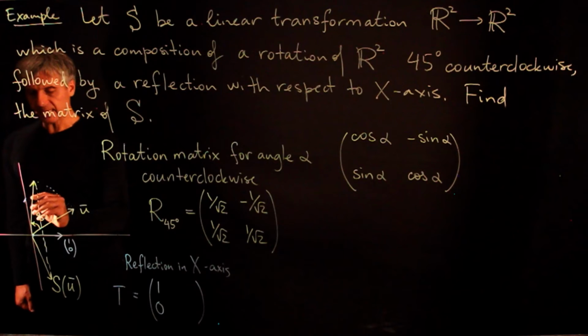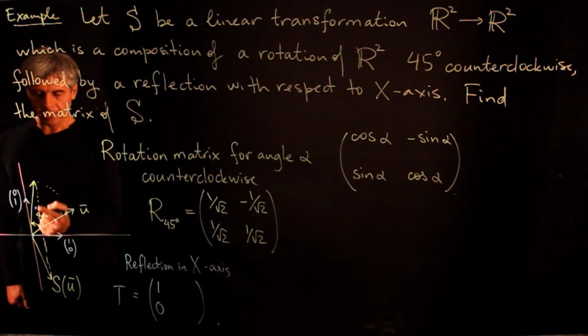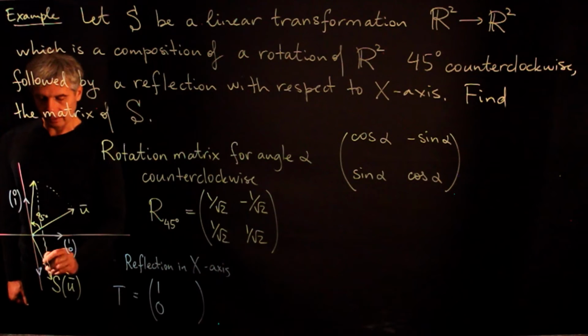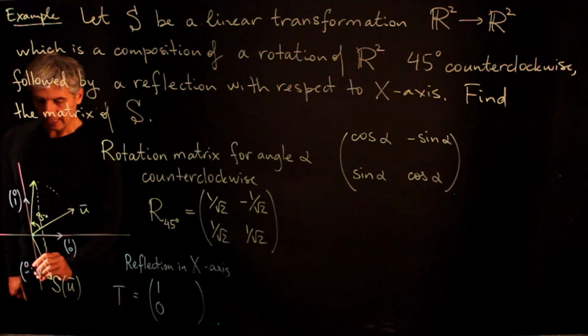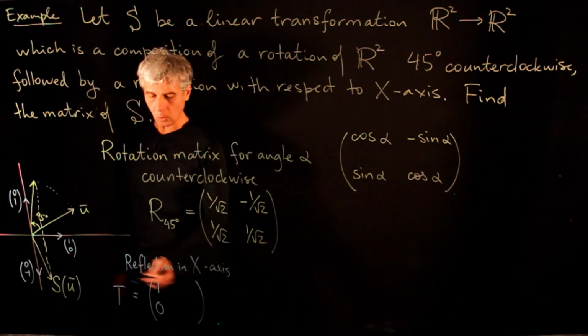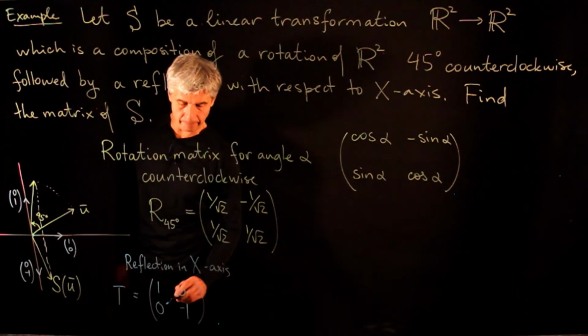So if we take the second basis vector, 0, 1, then its mirror image is going to be the opposite vector. So this vector is 0, negative 1. So this tells us that the second column of the matrix T is 0, negative 1.